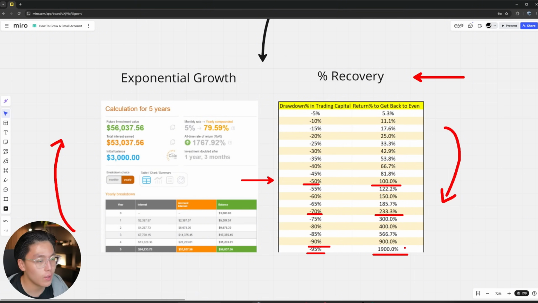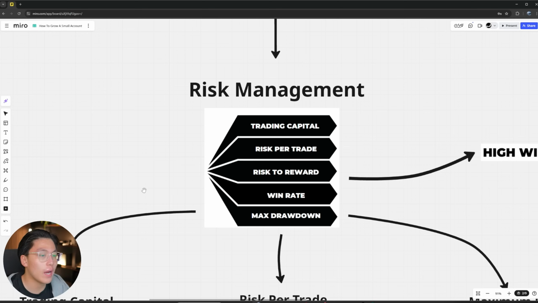So it's good that we want to keep our expectations in line. We don't want to get too ahead of ourselves here. So now let's talk about my risk management system when it comes to growing a small account. Okay, so now we're going to talk about risk management when it comes to growing a small account. And for me, it's broken up into 5 steps.